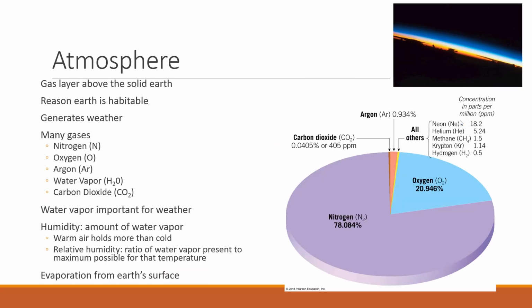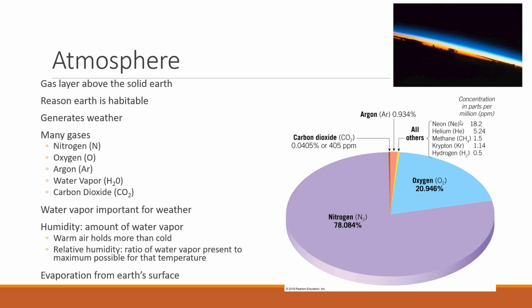The atmosphere is the gas layer above the solid Earth. So this is the reason why Earth is habitable. It's not just that we have an atmosphere, it's that we have our specific atmosphere. Many planets have atmospheres. Most atmospheres are not going to be conducive for life as we know it. Our atmosphere is also where we're going to generate weather, which is why we're talking about it today. There are many, many gases in the atmosphere. We will talk about this several times.